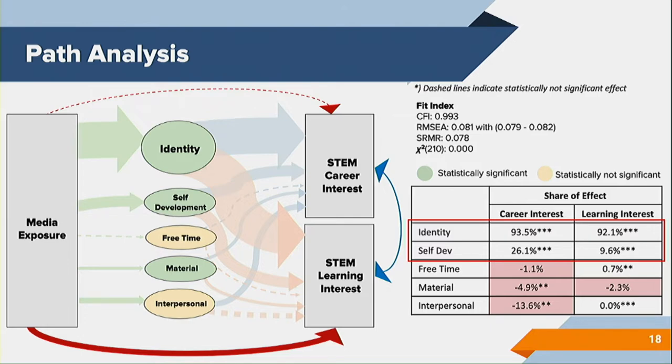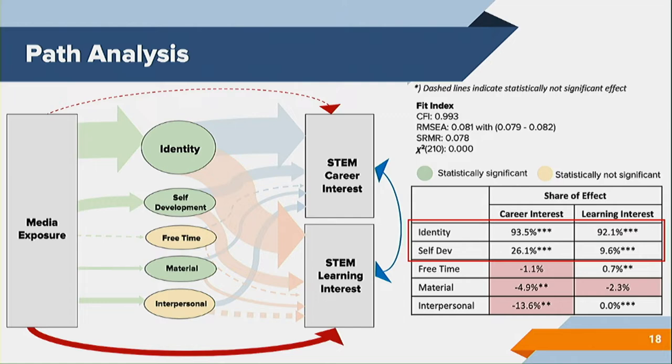So this is our final model with a path analysis, in which we want to see if media exposure directly has an effect on learning interest and career interest, or whether this effect has to go through some intermediate variables such as identity, self-development value, free time, material value, and interpersonal values. What we find is kind of interesting: media exposure only has a direct effect on learning interest. This is a solid line, meaning it is significant. But it does not have a direct effect on career interest. Remember, in the regression we saw a direct effect, but that was before we controlled for these intermediate variables. After we control for them, this direct effect diminishes. Nearly all of the effect has to go through these intermediate variables, and the width of the path corresponds to the effect size.